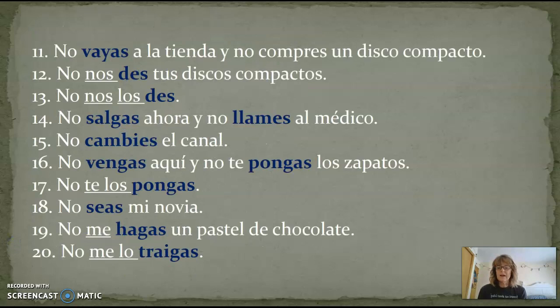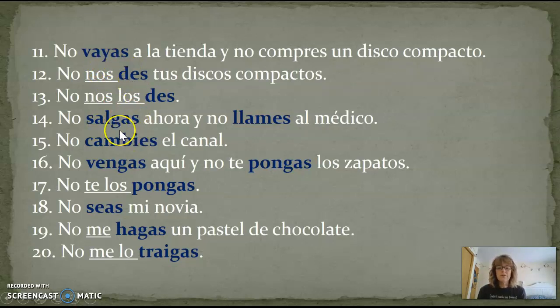Okay, next slide has the rest of those. And again, the same thing. Notice where the pronouns go, this time in front. No nos des, no nos los des. Also the irregular, not the irregular forms necessarily, but there's some. No vayas, no des, don't give, don't go.